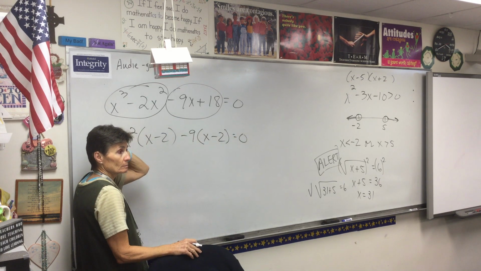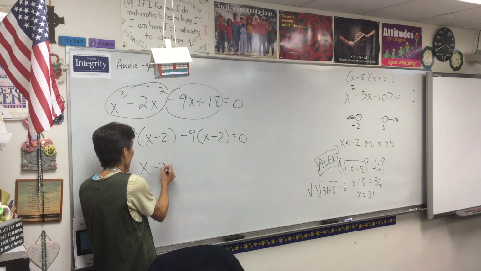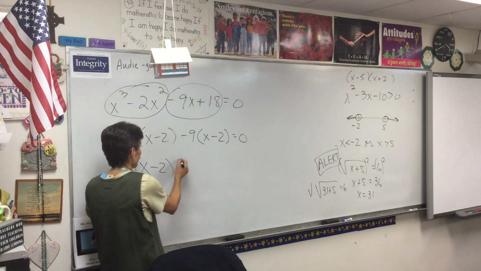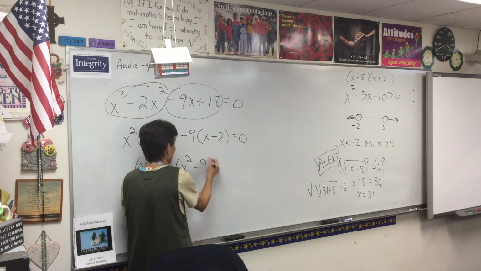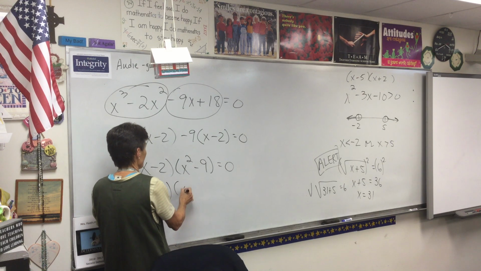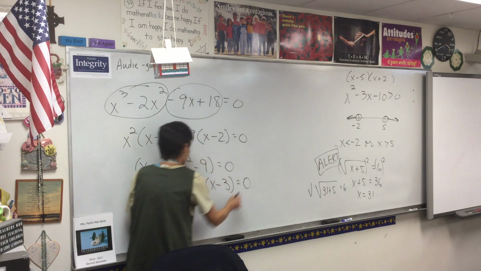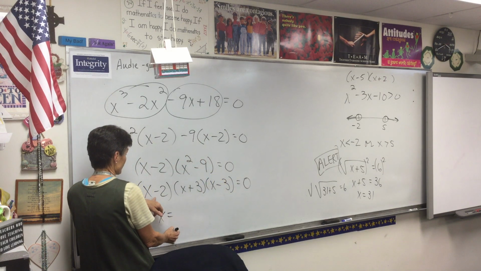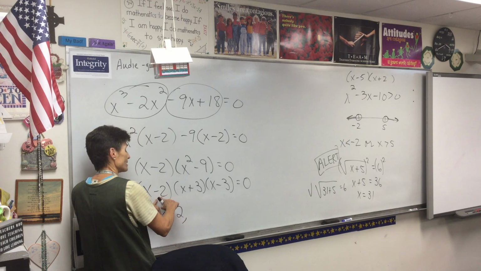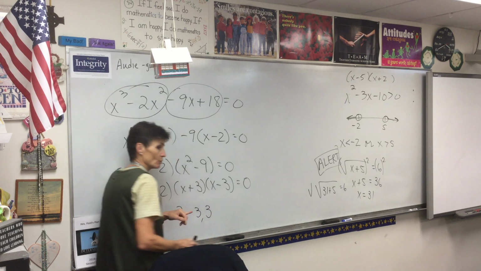And then you put the outsides together. So now we have our common factor, x minus 2, and left over is x squared minus 9, which itself factors into x plus 3, x minus 3, giving me answers of positive 2, negative 3, and 3.